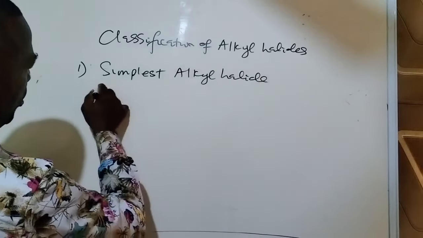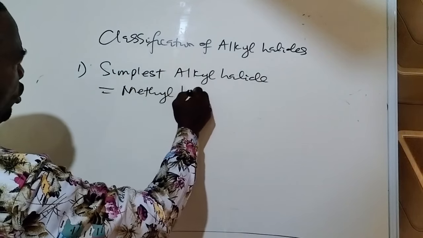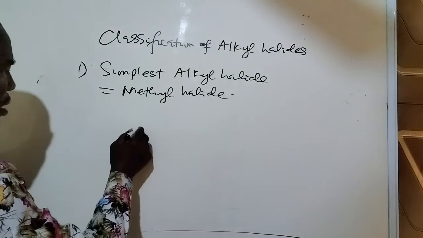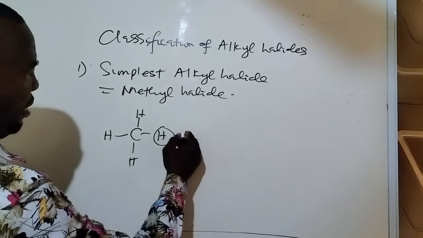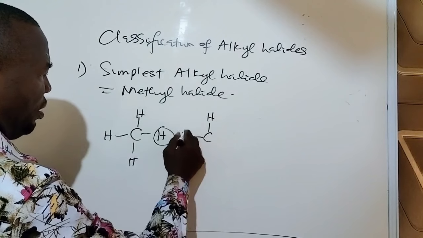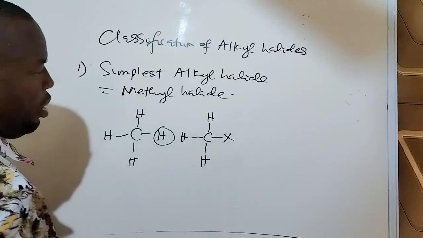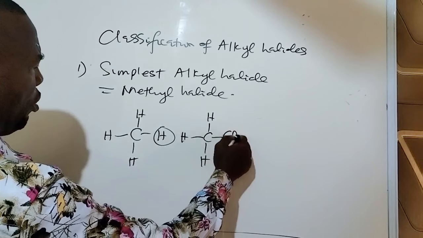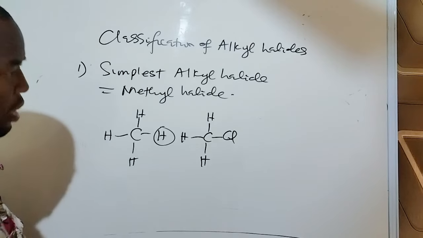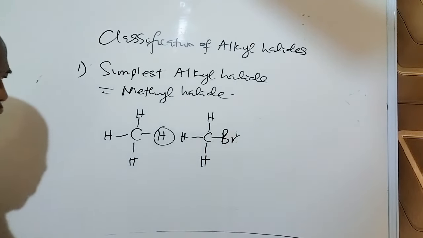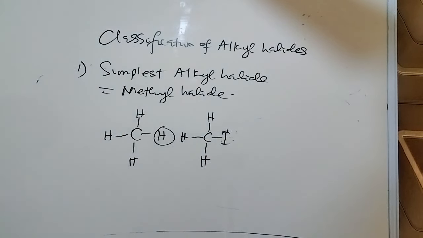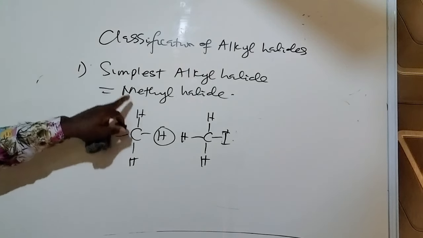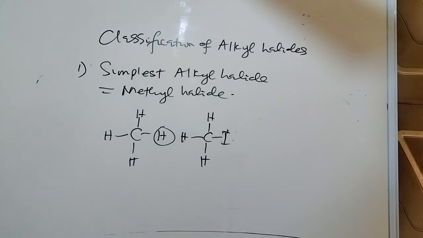The simple alkyl halide is nothing but methyl halide, obtained from methane. This is the methane structure. Remove one hydrogen there and bring in a halogen, X, any halogen of your own choice. This is the simplest type of monosubstituted alkyl halide, called methyl halide. If I have chlorine here, I'll call it chloromethane, or methyl chloride as I taught you. If I have bromine here, I'll call it bromomethane or methyl bromide. If I have iodine here, I'll call it iodomethane, common name methyl iodide. So the simplest classification of monosubstituted alkyl halide is the methyl halide.